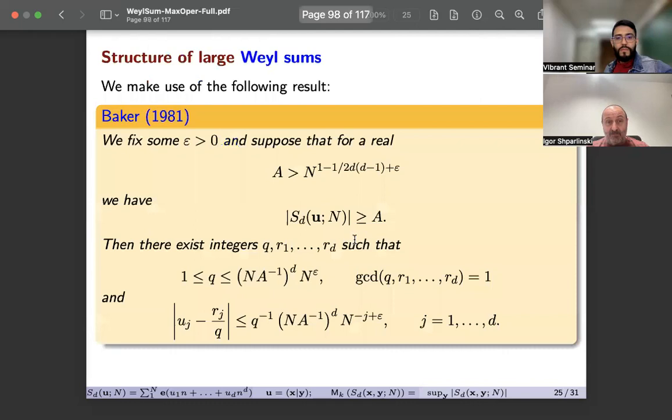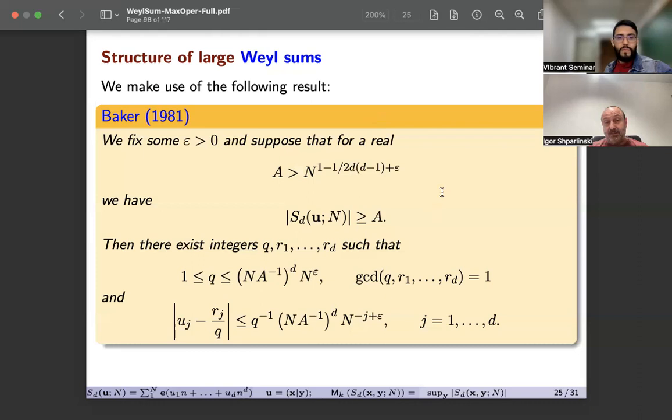Roger Baker proved the following very nice result about the structure of large Weyl sums. So we already discussed that to have a chance to have an upper bound on Weyl sums, you have to know something about Diophantine approximations. And essentially, Roger proved that yes, and it's kind of necessary and a very natural condition. And he described what happens if your sum is large. So if your sum exceeds some parameter A, then you can describe what happens to rational approximations of the coefficients.